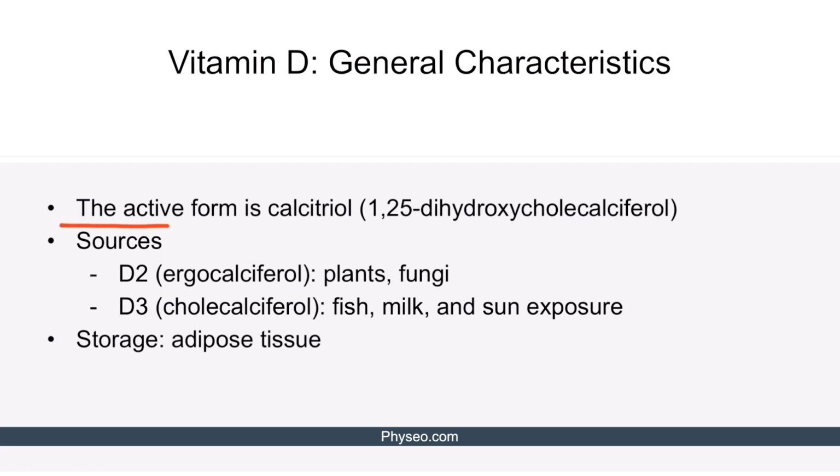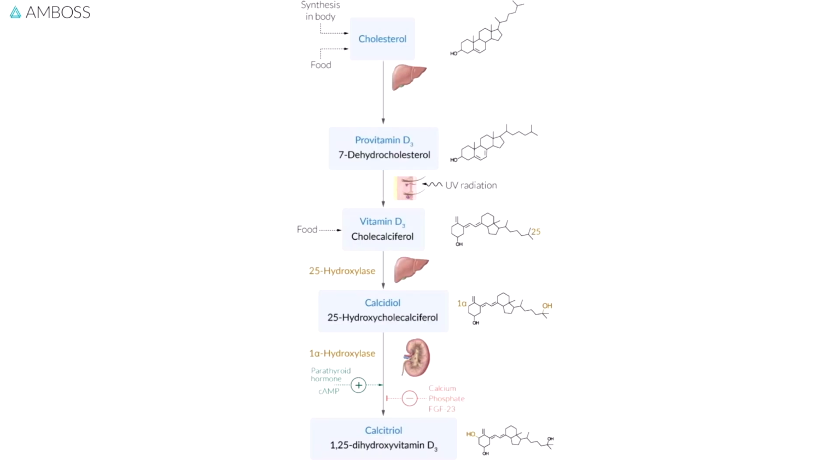The active form of vitamin D in the human body is calcitriol, or 1,25-dihydroxycholecalciferol. Vitamin D can be found in plants or fungi as ergocalciferol or vitamin D2. It can also be found in fish and milk or synthesized in the skin with the help of sun exposure as cholecalciferol or vitamin D3. Lastly, vitamin D3 is stored in adipose tissue as 25-hydroxycholecalciferol. Before I go any further, I'd like to mention this image was contributed by Amboss.